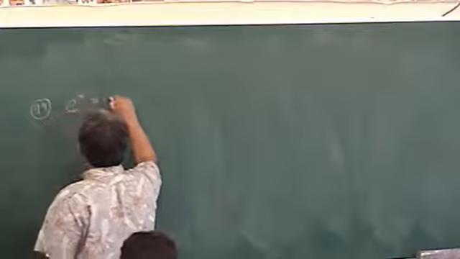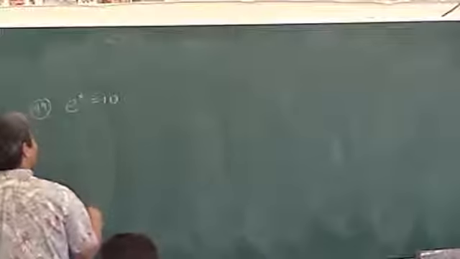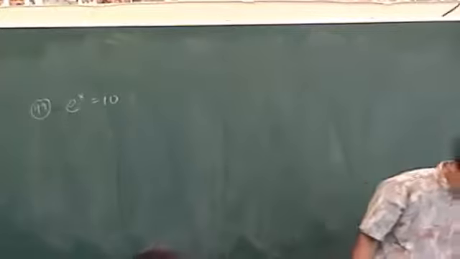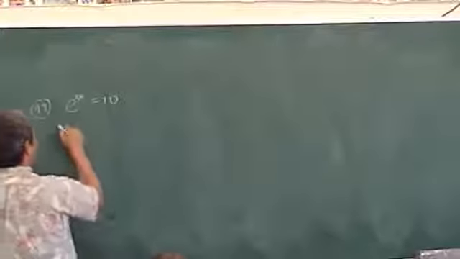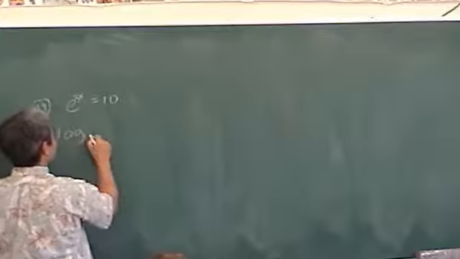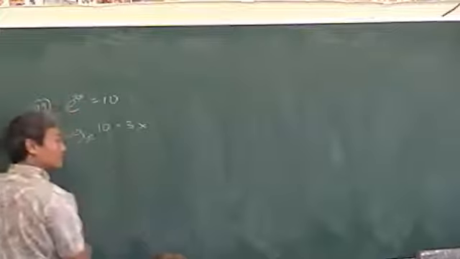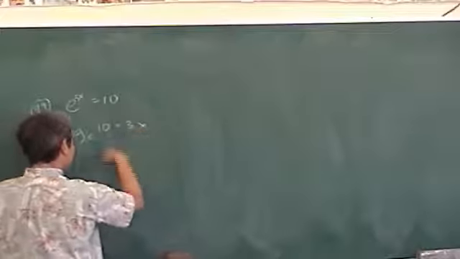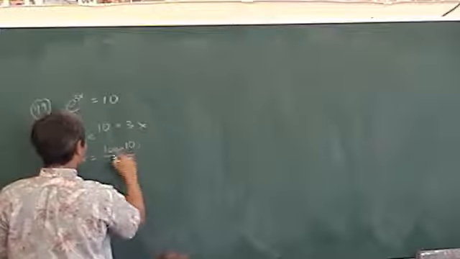e to the x equals 10? Okay. If it's in exponential form, change it to logarithmic form. I think it's 3x. Number 99? Same thing. Okay, change it to log. Log base e of 10 equals 3x, right? So e to the 3x equals 10. But you have to solve for x, so just divide by 3. So x equals log base e of 10 over 3.